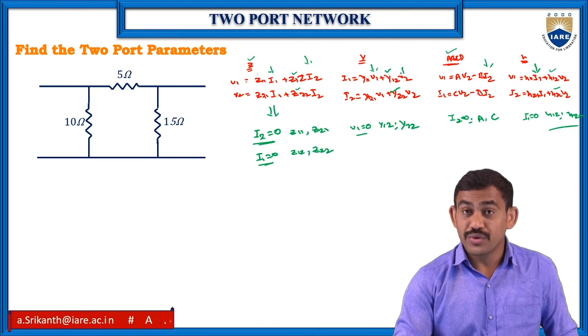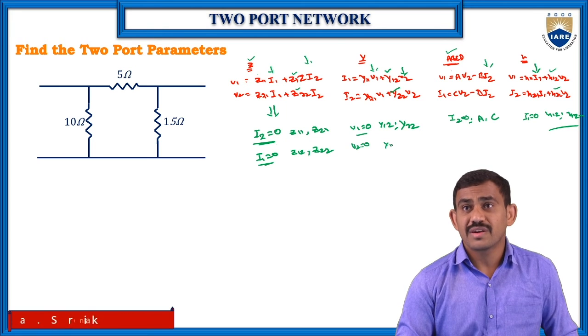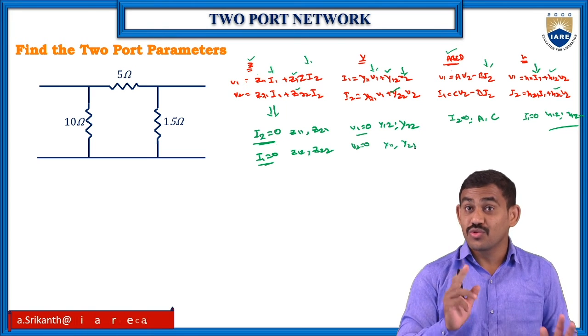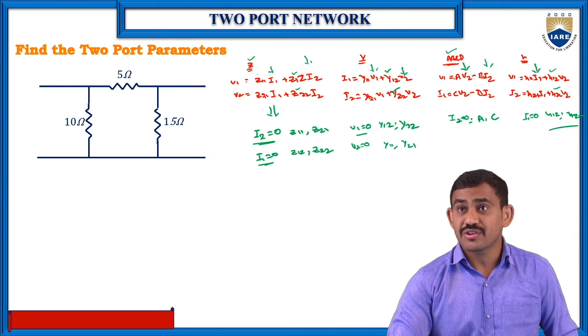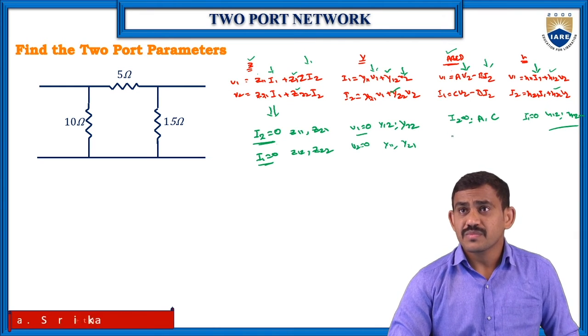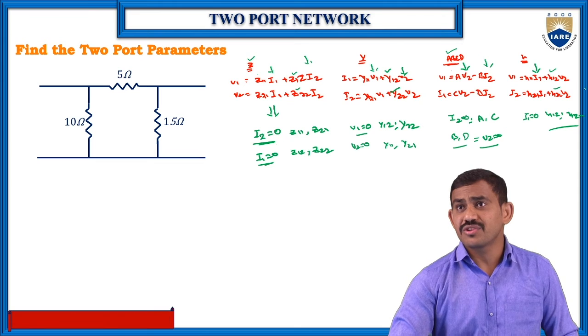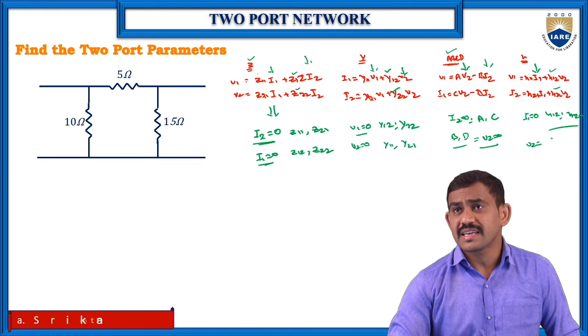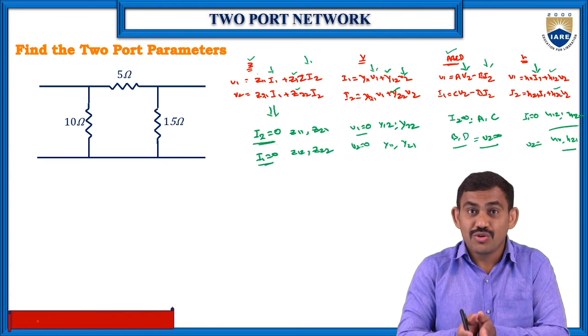Now we have one more, V2 equals 0. With V2 equals 0, we'll get the Y11 as well as Y21 values, 2 values. Same thing here, we also have V2. If V2 equals 0, then we get the B and D values. Same thing here, V2 equals 0, so we'll get the H11 and H21 values. Now I know we need to go for the zeros.